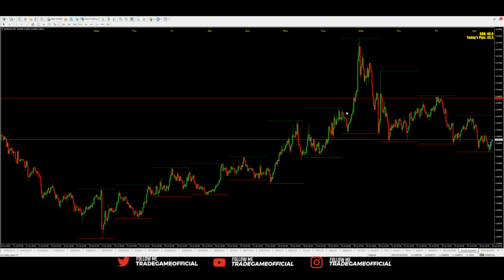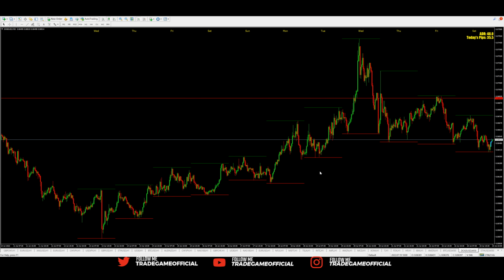Now, speaking of support and resistance, you also have the high and low of the day. Now, what makes the high and low of the day interesting about this indicator is that this indicator will actually speak. So let me take a second to let you hear it speak.